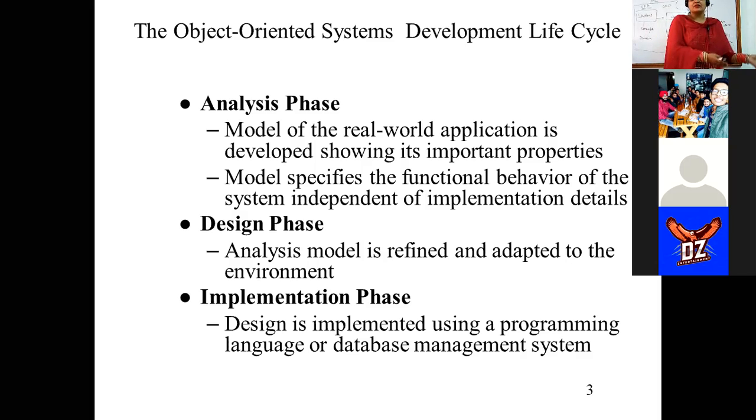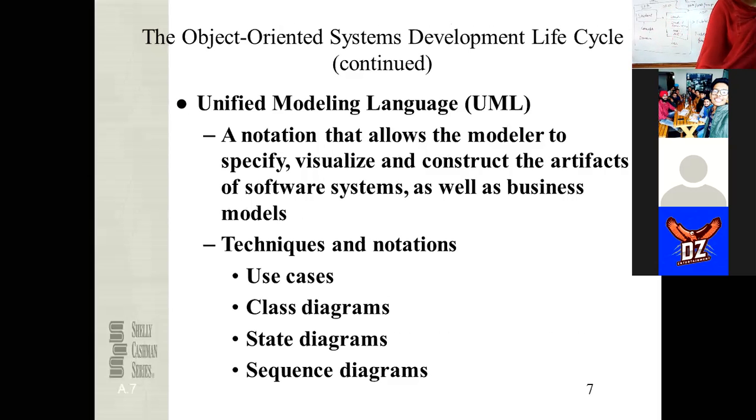That is basically the conversion of a design in diagrammatic representation to the coding phase, and that is called the implementation phase. That may involve some front end and a back end. So that is basically concerned with the implementation phase. The object-oriented system development lifecycle consists of UML. UML is a notation that allows the modeler, like we who do work in UML, to specify, visualize, and construct the artifacts of a software system as well as business models.